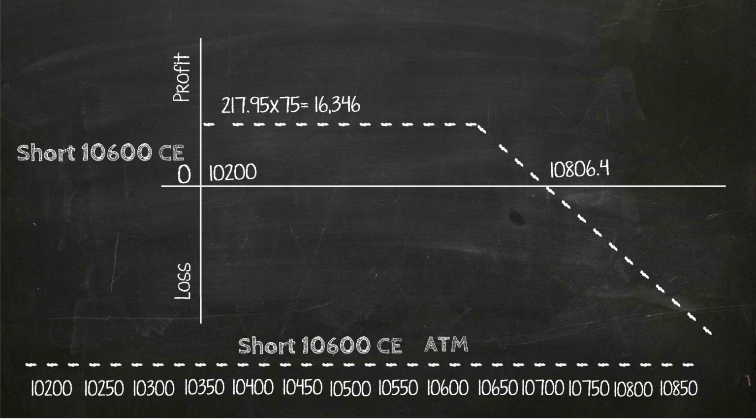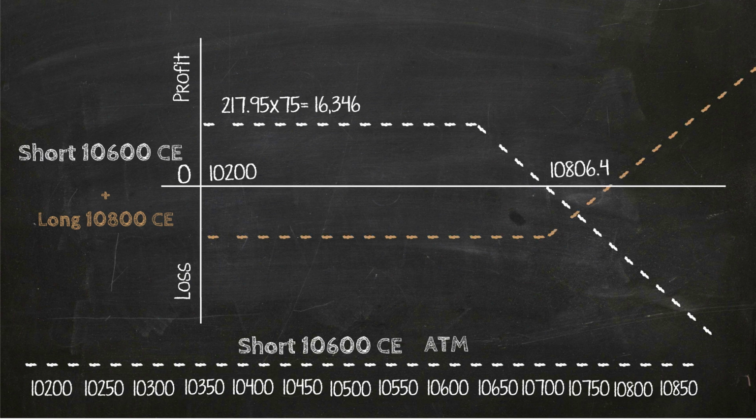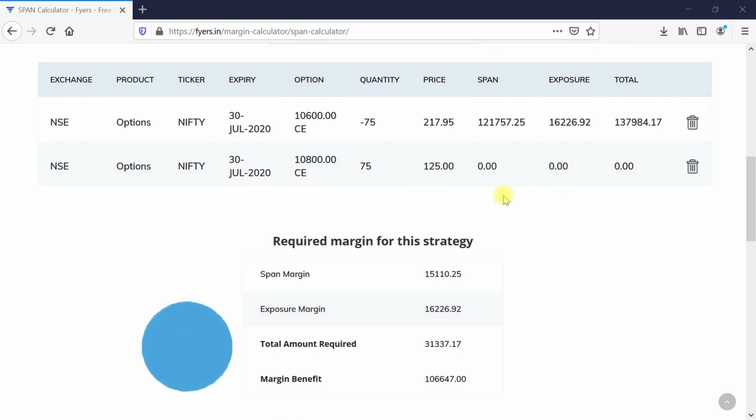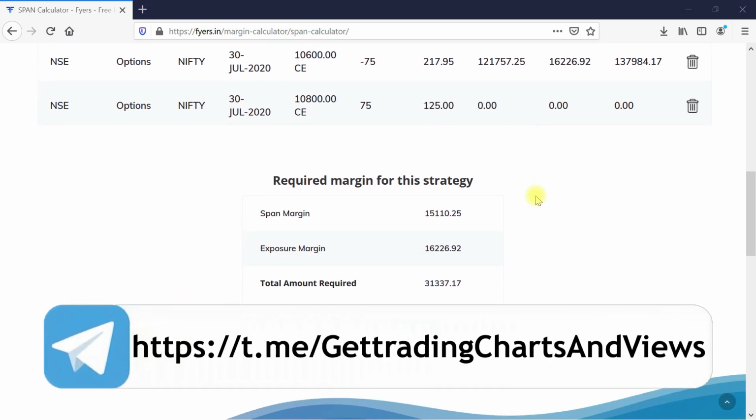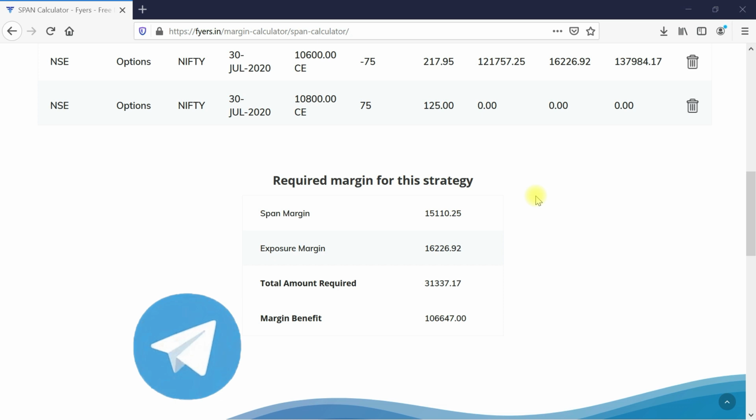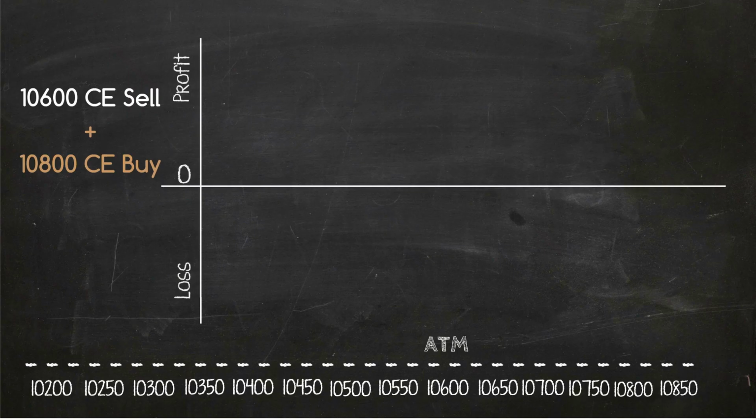To restrict this unlimited loss, we can add another trade. This time, we can add an out-of-the-money call option. We buy it. Say, for supposing, a 10,800 call option buy. We need to pay the premium for it, right? And for this example, it is 125 rupees into 75, 9,375 rupees. The margin required for these two trades combined, let us check in Fire's margin calculator again. For only selling the call option, we need 1.3 lakhs approx. But if we add this buy trade as a protection, the margin required is just 31,337 rupees. Just that, when compared to 1.3 lakhs.